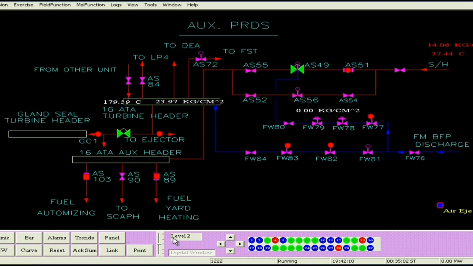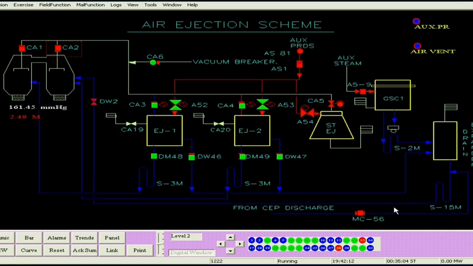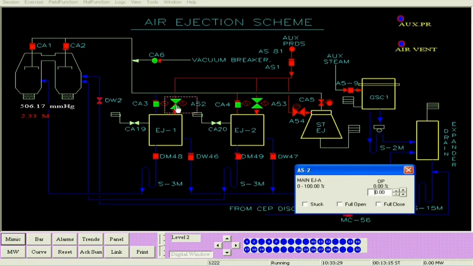Now you see, by this time there is a vacuum of around 150, 157 millimeters of Hg in the condenser. The vacuum will continuously build up and reach around 480 or so. So we will slightly fast forward, and now you see that the vacuum is now 506 or something like that. Now this is the time wherein we would take the ejectors in service.